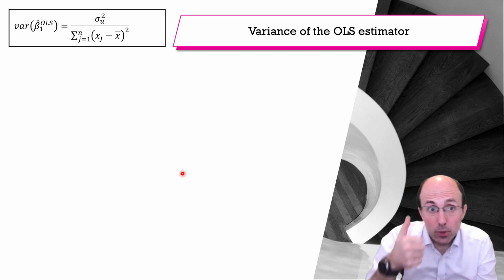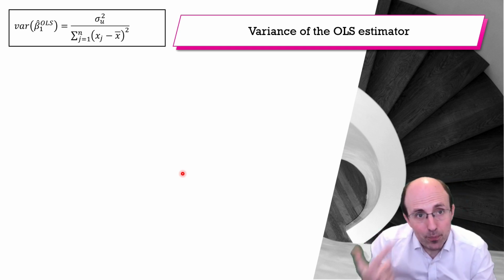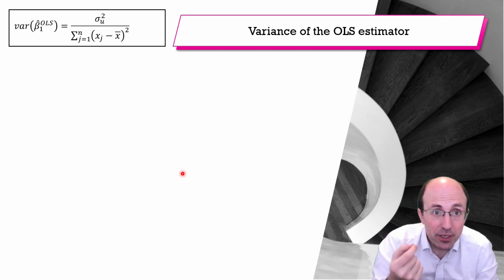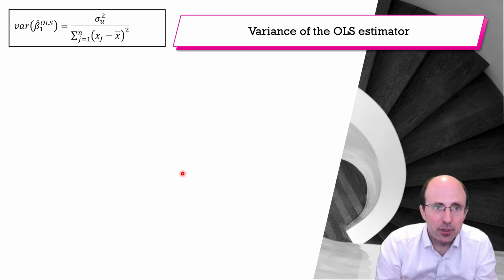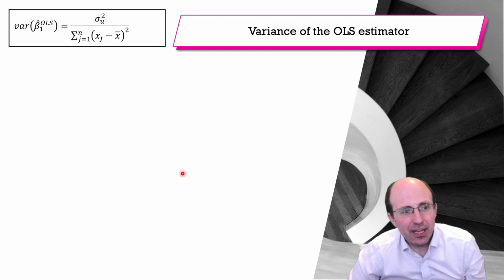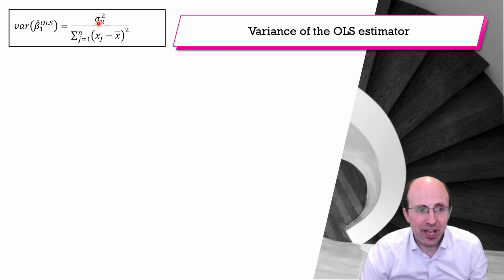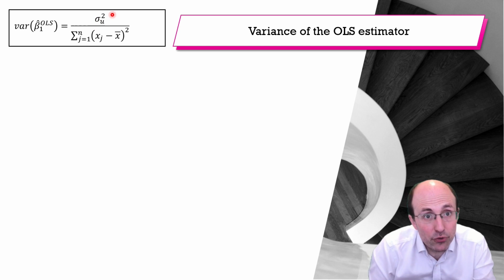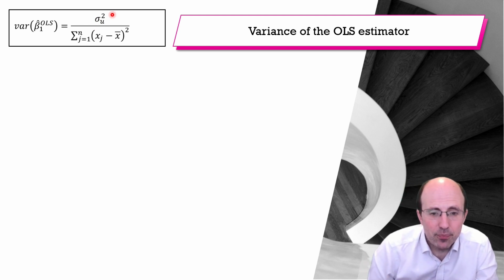So we now know, provided our very strong assumptions are true, what the variance of the OLS estimator is. We know how to make the estimates more efficient by either increasing the sample size or increasing the variability in the explanatory variable. But we still have a problem, and that is that we don't know what this sigma squared u is. Sigma squared u is the variance of the error term.